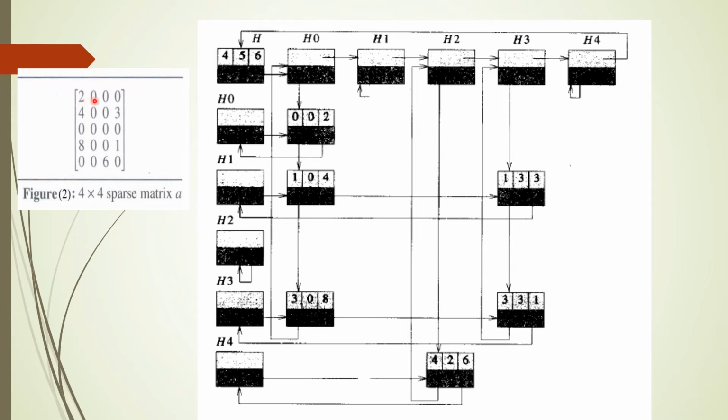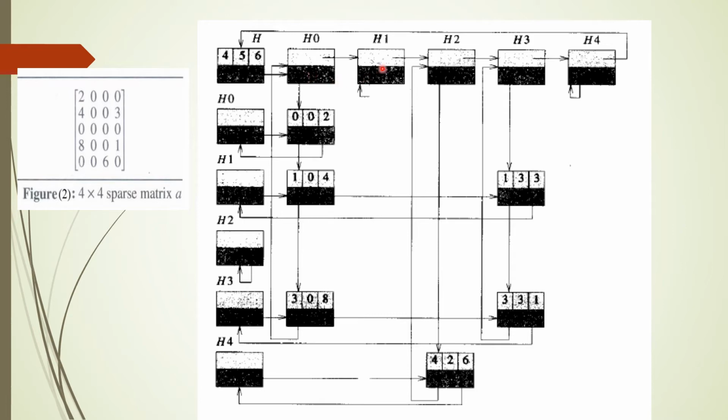That is 0, 1, 2, 3 columns, ranging from 0 to 3, and 1, 2, 3, 4, 5 rows, that is 0 to 4. There are 5 rows and 4 columns. So how many header nodes? The number of header nodes for the rows and columns is equal to the maximum of the number of rows and the number of columns. Here 5 rows and 4 columns, so we'll have 5 header nodes. Maximum of 4 comma 5 is 5.